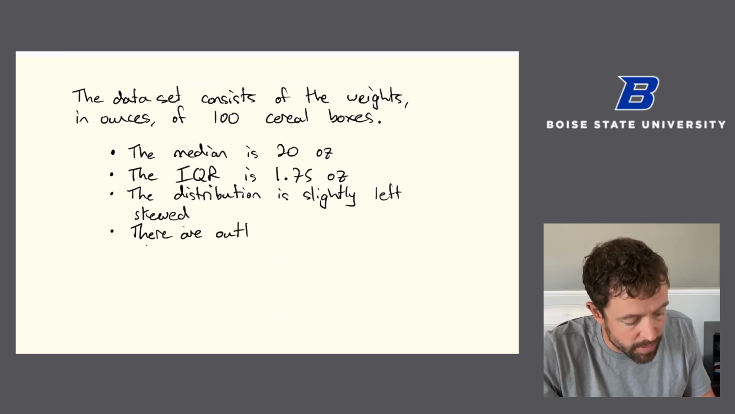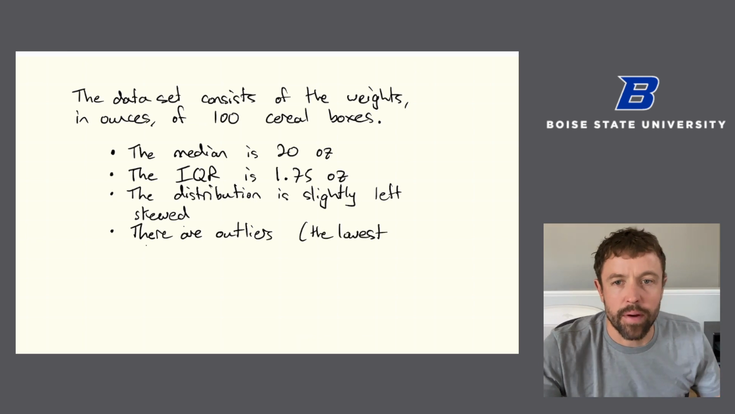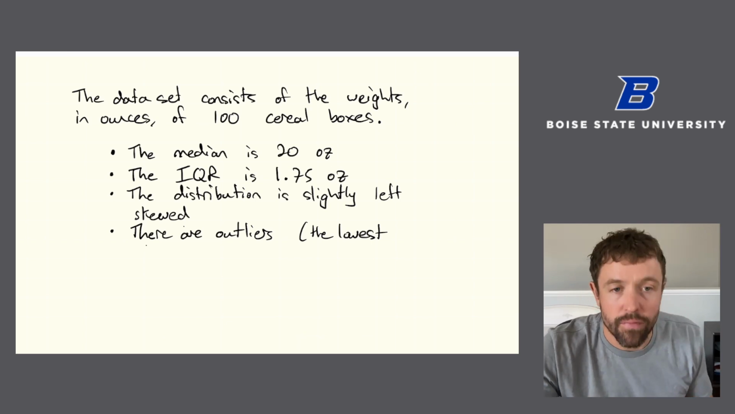And for us, the important thing is whether there are outliers. So sometimes looking at a box plot, you might say, well, what about that value 16.2? Is that an outlier? That's not really that important for our purposes.